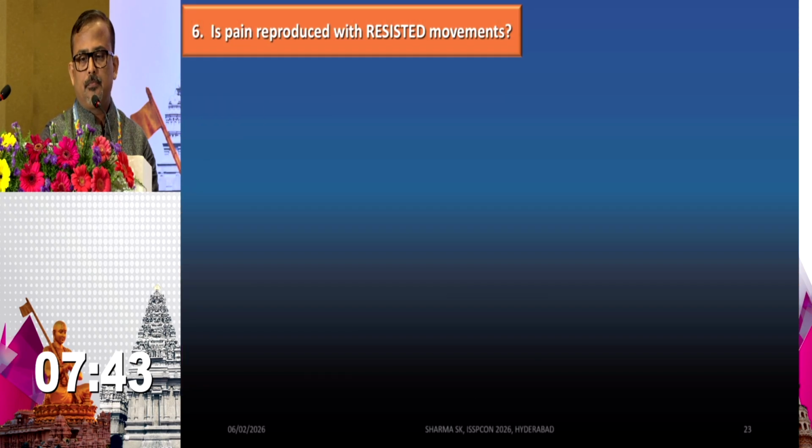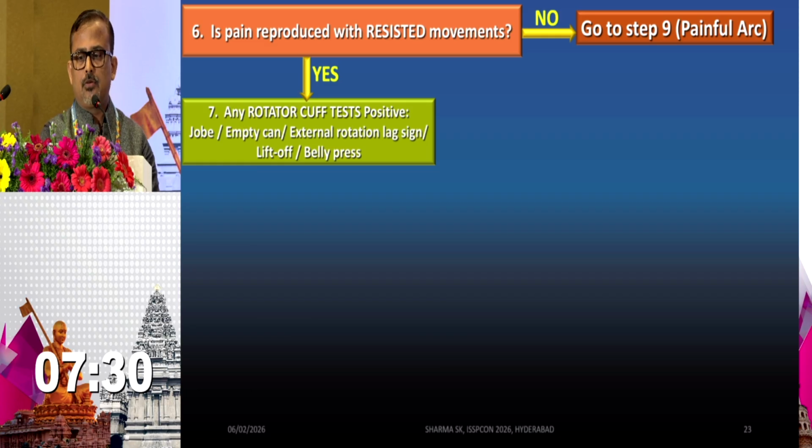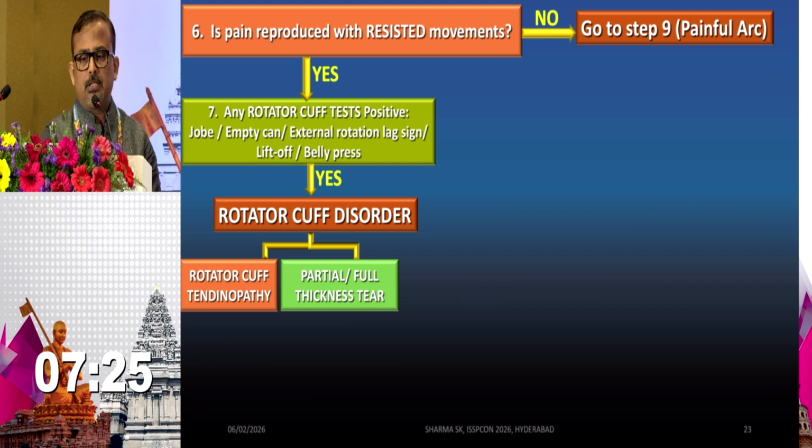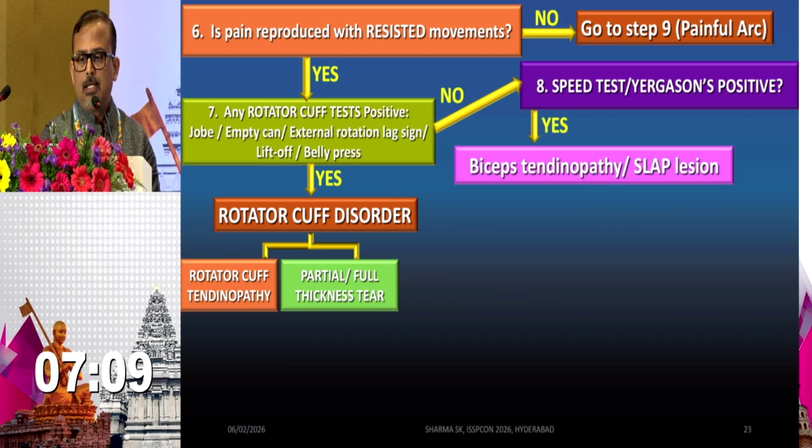Next, the 6th step is whether the pain is reproduced with resisted movements. If it's a yes, then you have to take the tests, meaning the rotator cuff tests. You can take any, or multiple is better. But if the pain is not resisted, then you go to the painful arc, which is the 9th step. If the rotator cuff test is positive, then you have the rotator cuff disorder and it could be a tendinopathy or a tear. But if the rotator cuff test is not positive, then the confounder could be the long head of biceps tendon. So you go for a Speed's test or the Yergason's test. If positive, then you are arriving at the biceps tendinopathy.